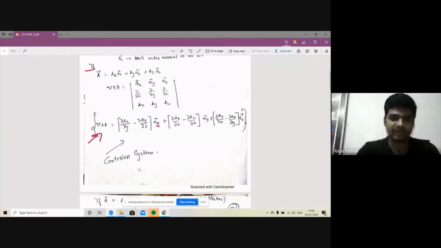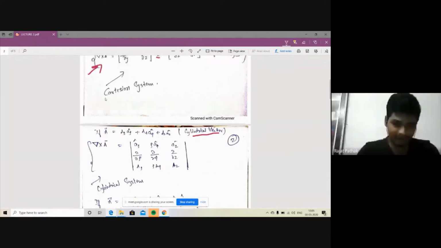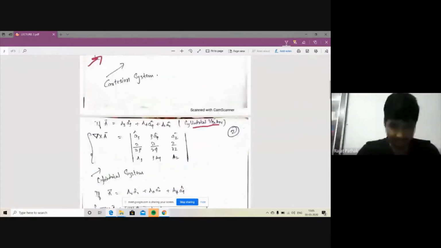Now if A vector is given in the cylindrical system, that is, A is equal to A rho unit vector plus A phi unit vector plus Az unit vector, then del cross A is given by the determinant with rows a rho, a phi, az unit vectors; dou by dou rho, dou by dou phi, dou by dou z; and A rho, A phi, Az. After expanding this, we get a formula like the previous one. You can do it by yourself.